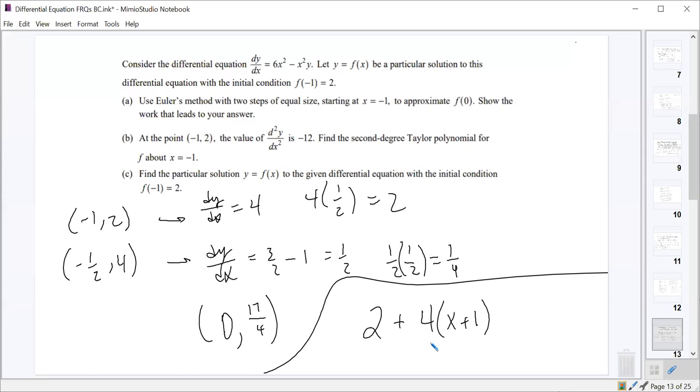And then they tell us that should be 12. So minus 12 over 2 factorial times x plus 1 squared. And we could make that minus 6 times x plus 1 squared if we wanted to, but that's it. That's the answer to part B. There's your second degree Taylor polynomial. Everybody good with that?